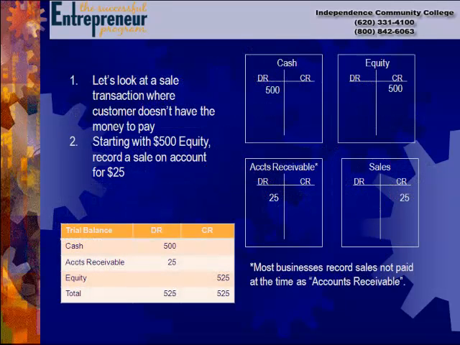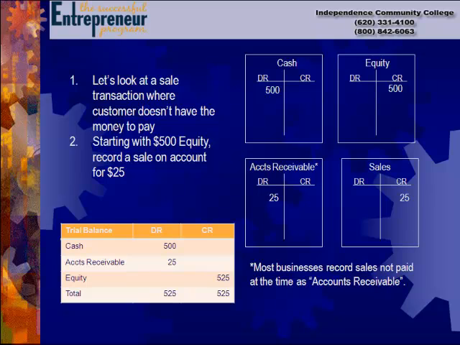In the previous example, the cash account was increased when there was a sale and decreased when there was an expense. Customers don't always pay cash when they make purchases. Sometimes they pay later. We use the asset called accounts receivable to keep track of the money that the customer has agreed to pay later in exchange for the purchase of goods or services from us.